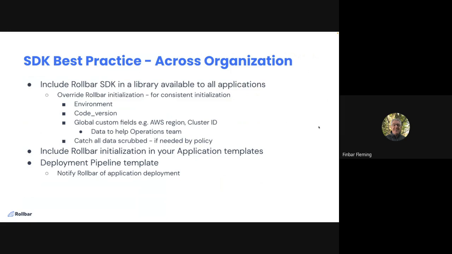So again, you can enforce that the environment and the code version are being sent. There may be specific custom fields that your operations team wants available when they're reviewing errors. And then there may be some final catch-all data scrubbing that as an organization you may need by policy. And finally, just include the Rollbar initialization in your application template. If you have an application template that is the starting point for all new services in your organization, do include the Rollbar initialization step in there. And to Nico's discussion earlier around notifying Rollbar when you do deployments, do include the instruction to notify Rollbar of a deployment in your deployment pipeline template.